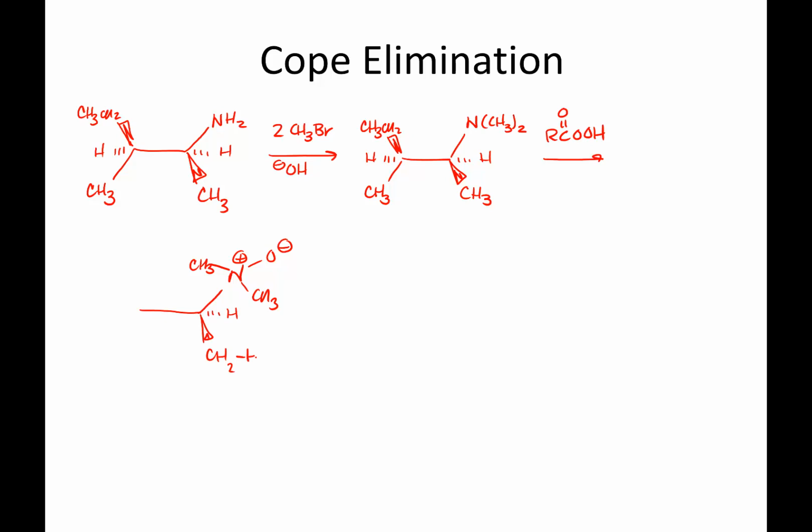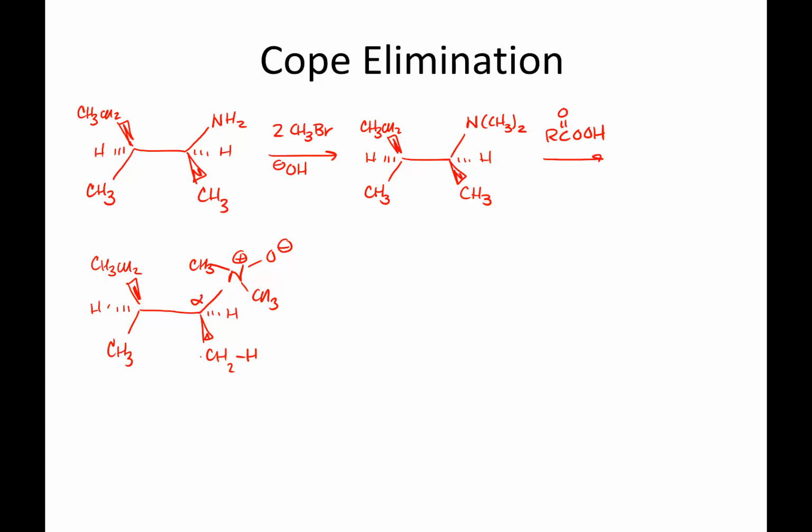Now I'm going to put the CH2 with the H in because we're going to remove that beta hydrogen. Okay, so there's my amine oxide. So because I'm forming a 5-membered ring, the amine oxide is going to remove a beta hydrogen.